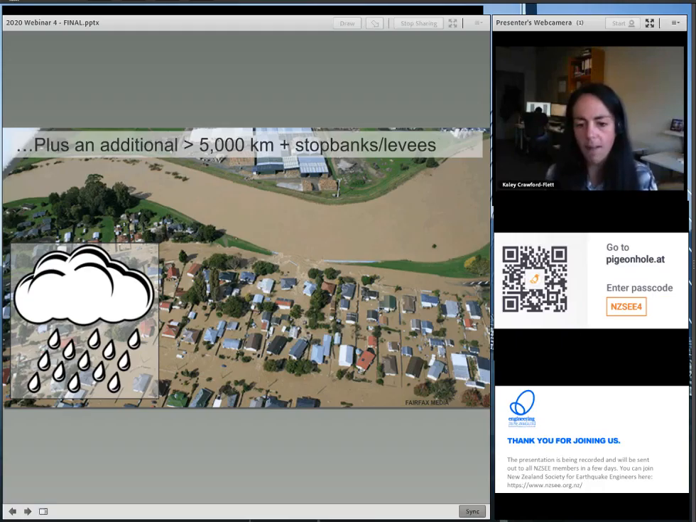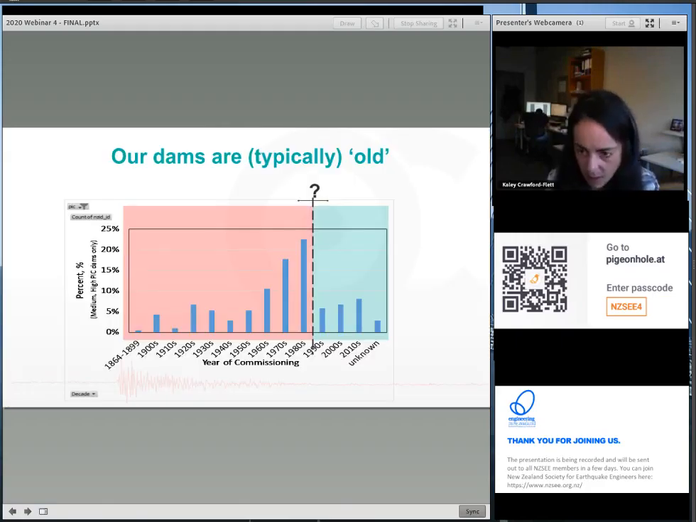One thing that the inventory has shown here is that our dams are actually quite old. In general, if we look at medium and high potential impact dams, most were built prior to the mid-1980s, and like all engineering standards, dam safety engineering standards have improved over time. So we're particularly interested in how compliant these dams are with respect to modern design criteria and standards and guidelines.